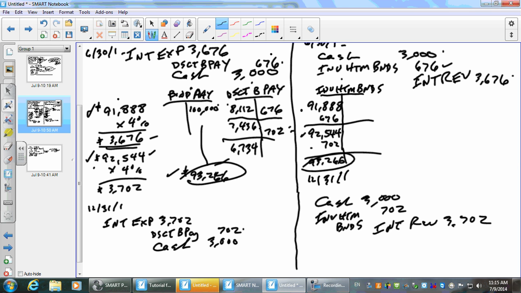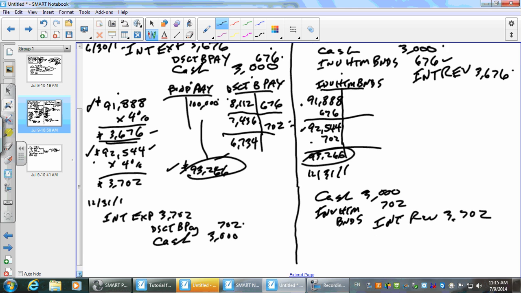What is the balance going to be in investment held to maturity bonds after we do it 10 times? 100,000. How much interest revenue will they have recognized? The $130,000 they received less the 91,888 they invested. Right? It's 30,000 plus the 8,112 discount. Right? That's it. 38,112.